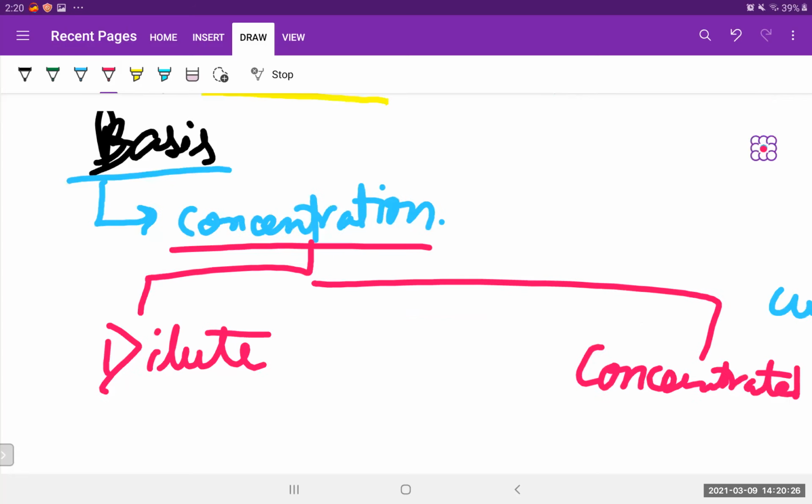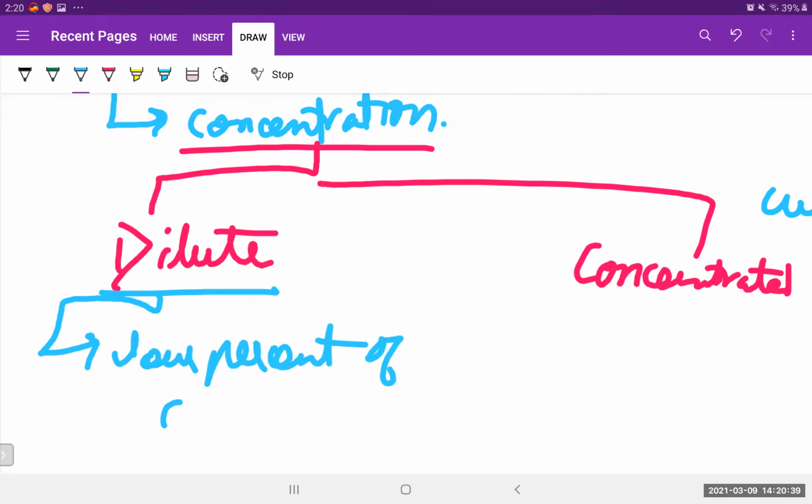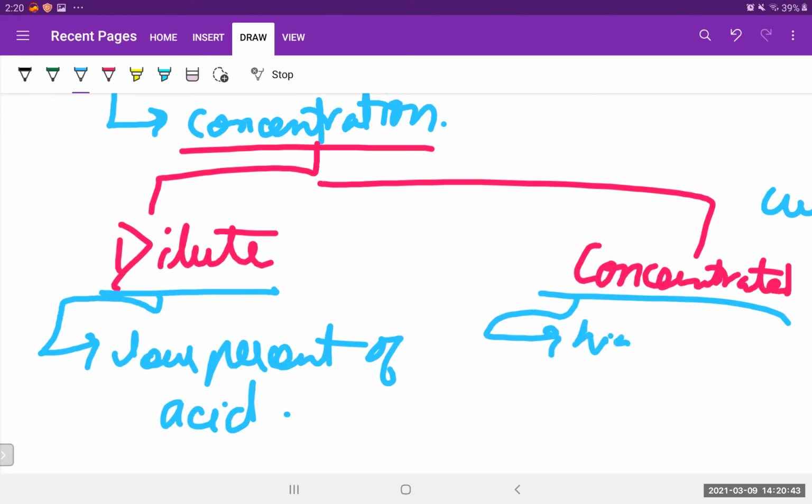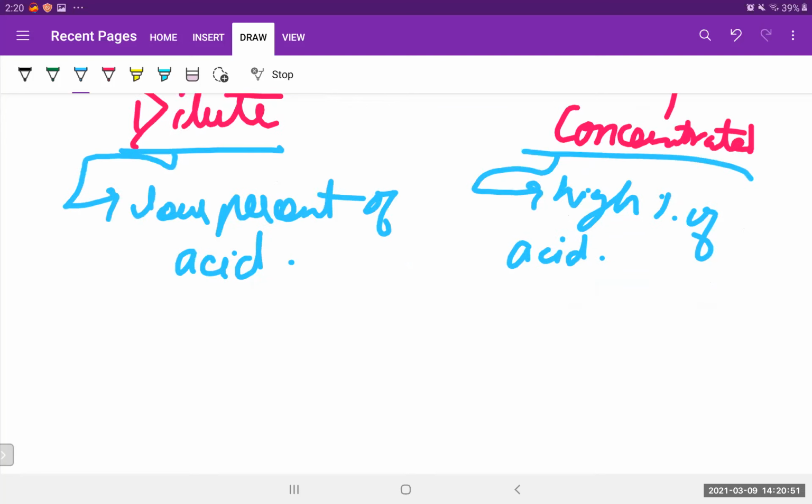Yes. So let's discuss each one of them. Dilute is having what? High percent or low percent? Low percent of acid. And concentrated is having high percent of acid. That's why it's concentrated. Everybody knows this, but I'm telling you all again because it's very important.